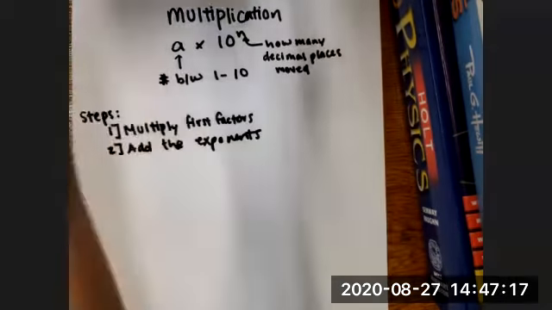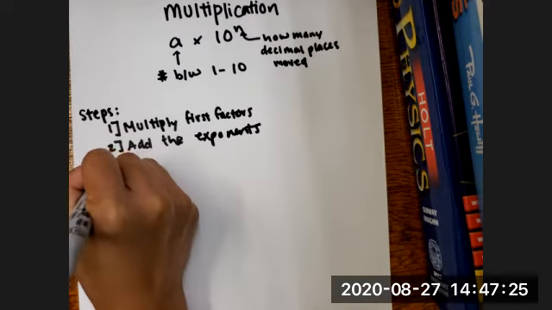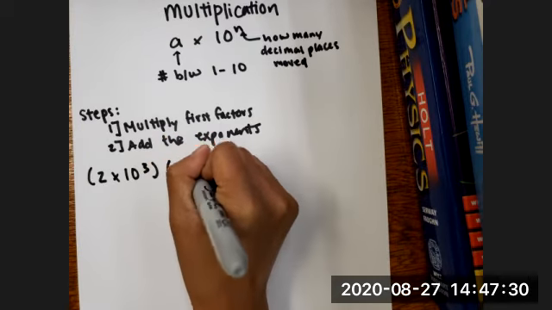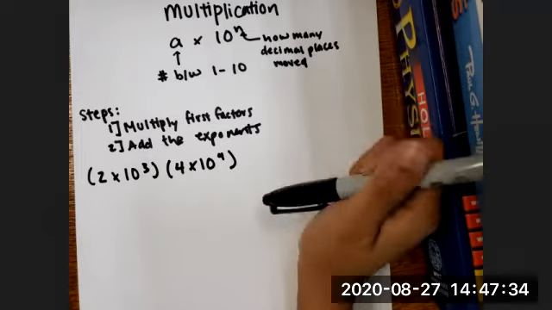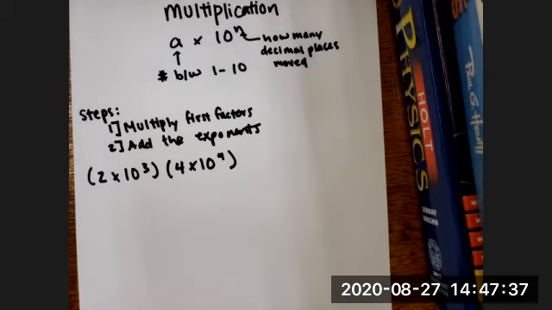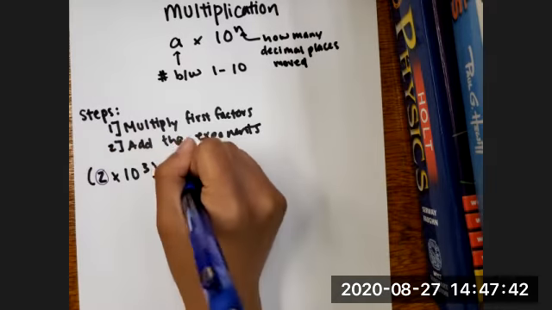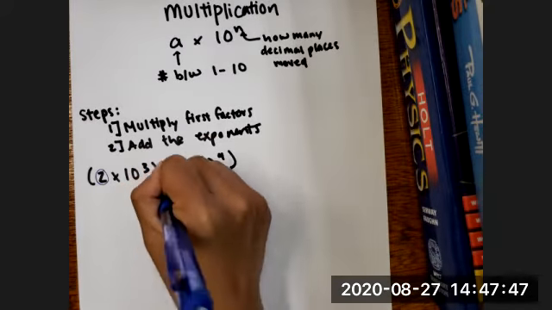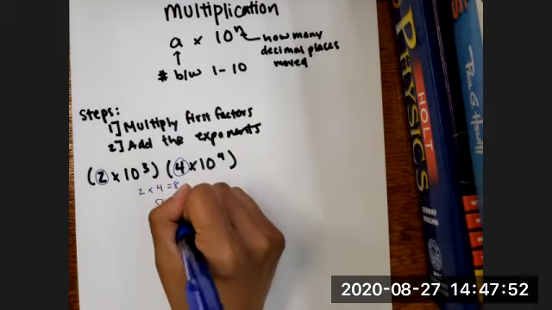So the first example on the notes is going to be (2 times 10 to the third) times (4 times 10 to the fourth). Following the steps from our notes, that's how I'm going to perform this calculation. Step 1, multiply the first factors. I have 2 and 4. So 2 times 4 is equal to 8. So I have 8 times 10.